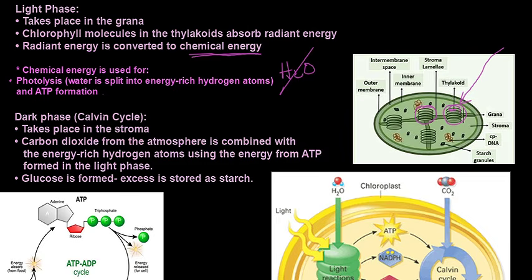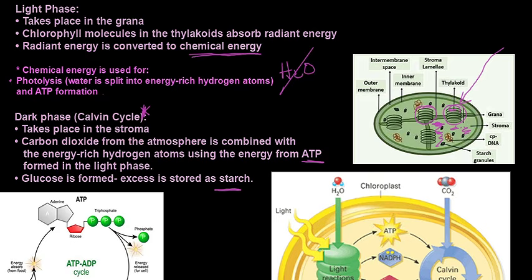Looking at the dark phase, it is also known as the Calvin cycle, very important. They might not refer to the dark phase, they might just say Calvin cycle, and then you know what it is. This takes place in the stroma of the chloroplast, the fluid-filled area. Carbon dioxide from the atmosphere is combined with the energy-rich hydrogen atoms using the energy from ATP formed in the light phase, and then glucose is formed, and the excess is stored as starch.